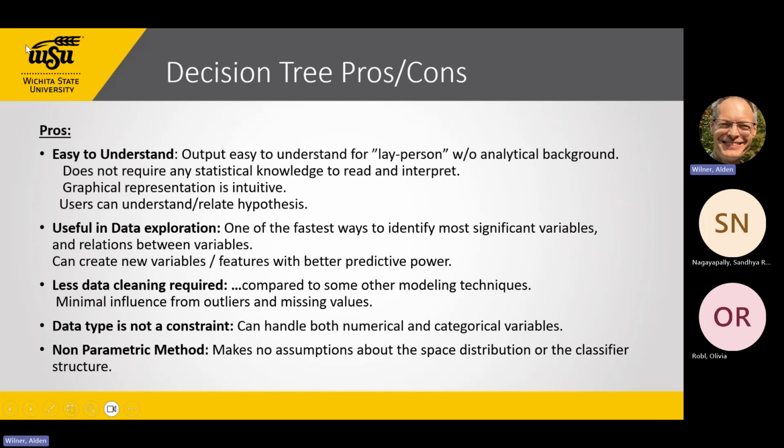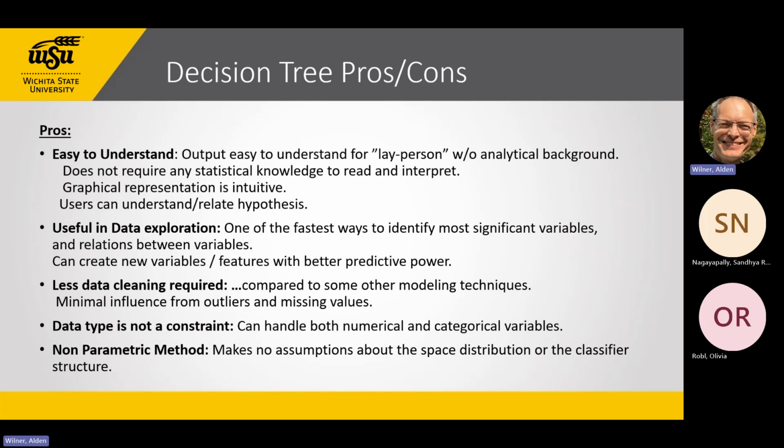It's very useful in data exploration because it's one of the fastest ways to identify your most significant variables and your relations between the variables. If you've got a variable that doesn't give you any improvement in your Gini index, it's not a useful variable, right? We can create new variables or features with better predictive power, right?